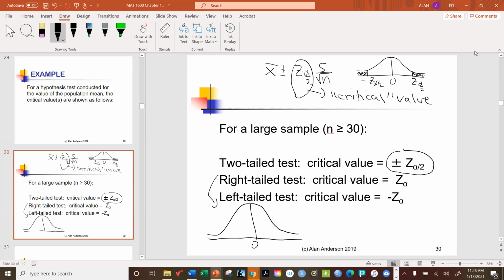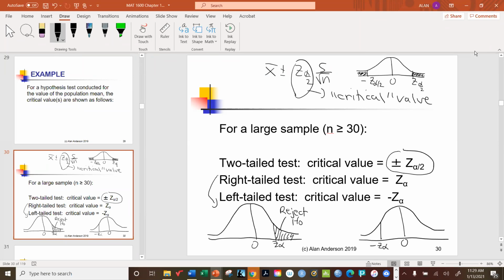So that would look something like this. In other words, anything in this shaded region, in that case, would lead us to reject the null hypothesis. If you have a left-tailed test, then you only need one critical value, which is in the left tail. Okay, you get the idea?